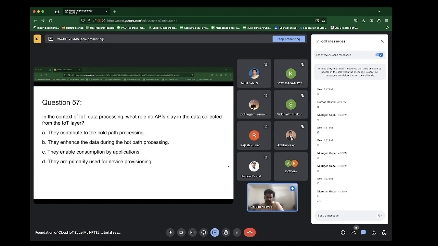Right? So if you have an application and you wanted to communicate with the resource, the way it communicates with that is through an API, application programming interface. So it doesn't enhance the data during the hot path processing, because it's only after hot path processing that consumption can happen. That is when the APIs become most relevant. And of course, by that we also eliminate cold path processing, and device provisioning also is not its primary use.